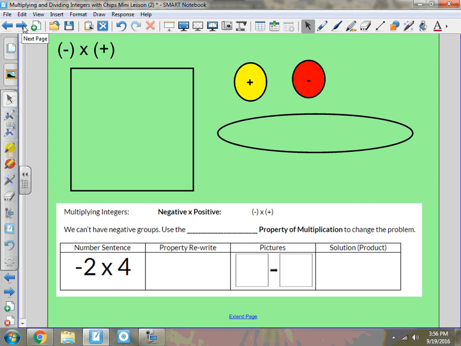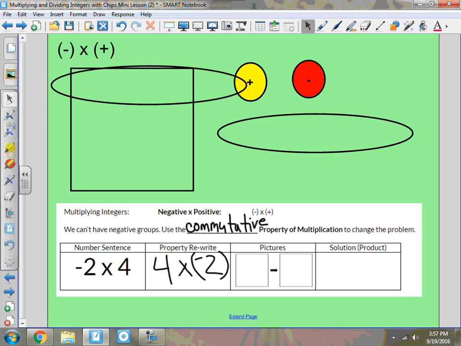Let's try another example. This one's a little bit different because I'm going to be doing a negative times a positive. Now in our last one, our first number told us our groups. We can't have negative groups, so instead we're going to use the commutative property of multiplication to change the problem. Remember, commutative, it starts with that CO. CO stands for change order. So I'm going to change the order of those integers. So instead of negative 2 times 4, I'm going to rewrite it with that property as 4 times negative 2. Again, I'm going to put it in those parentheses to make it a little bit more clear. Now I have a positive number for those groups, so I'm in the clear.